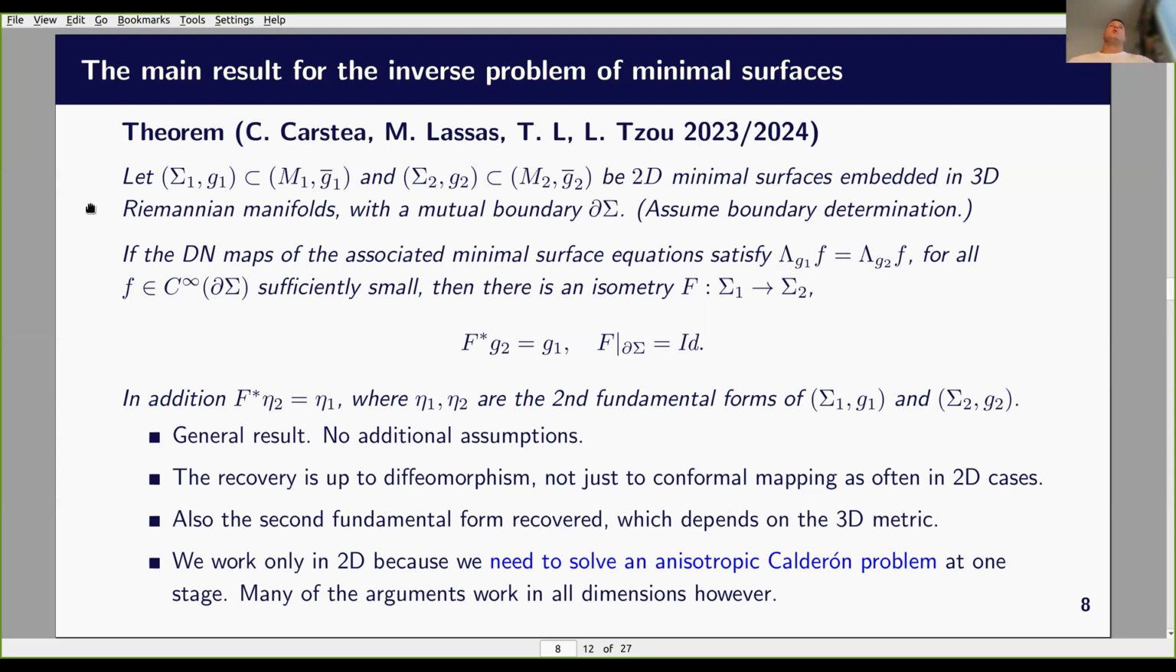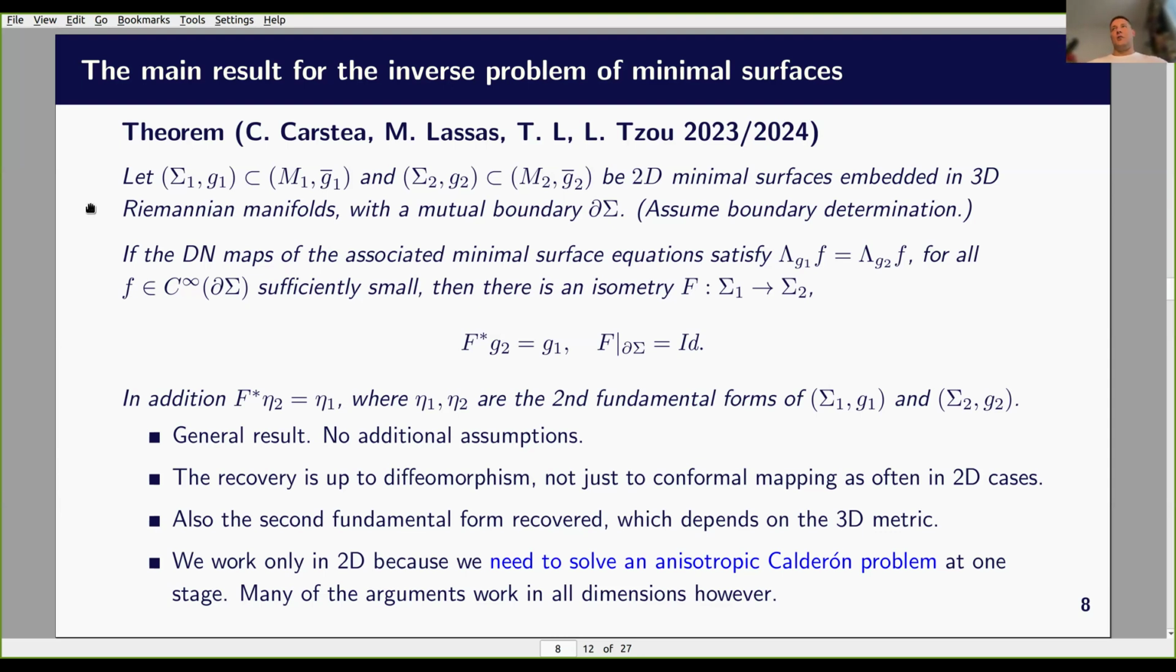So let's take two copies of our system. We have sigma 1, G1, which is embedded in a three-dimensional M1, G1 bar. And likewise, we have sigma 2, G2, embedded in M2, G2 bar. So these sigmas are 2D minimal surfaces embedded in 3D manifolds M1 and M2. I assume that the boundaries of sigma 1 and sigma 2 are the same, the boundary of sigma.